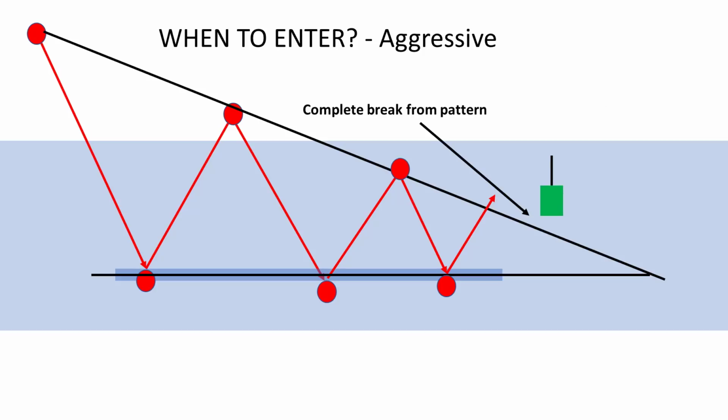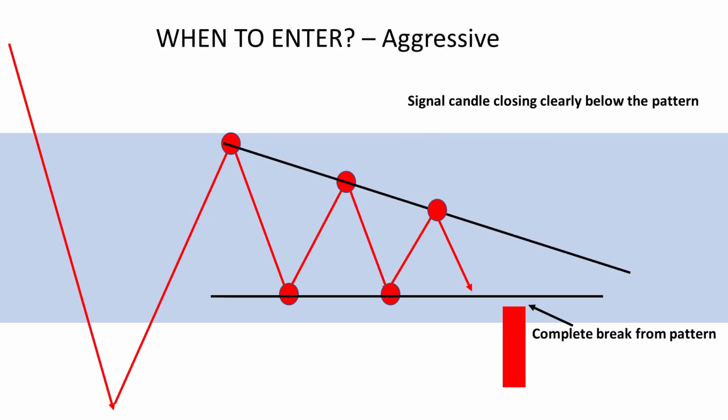Here we see a signal candle closing outside of the pattern to the bullish side. Entry would be above the high of the candle. For a sell position, we are looking for a clean break below. Entry would be below the low of the signal.